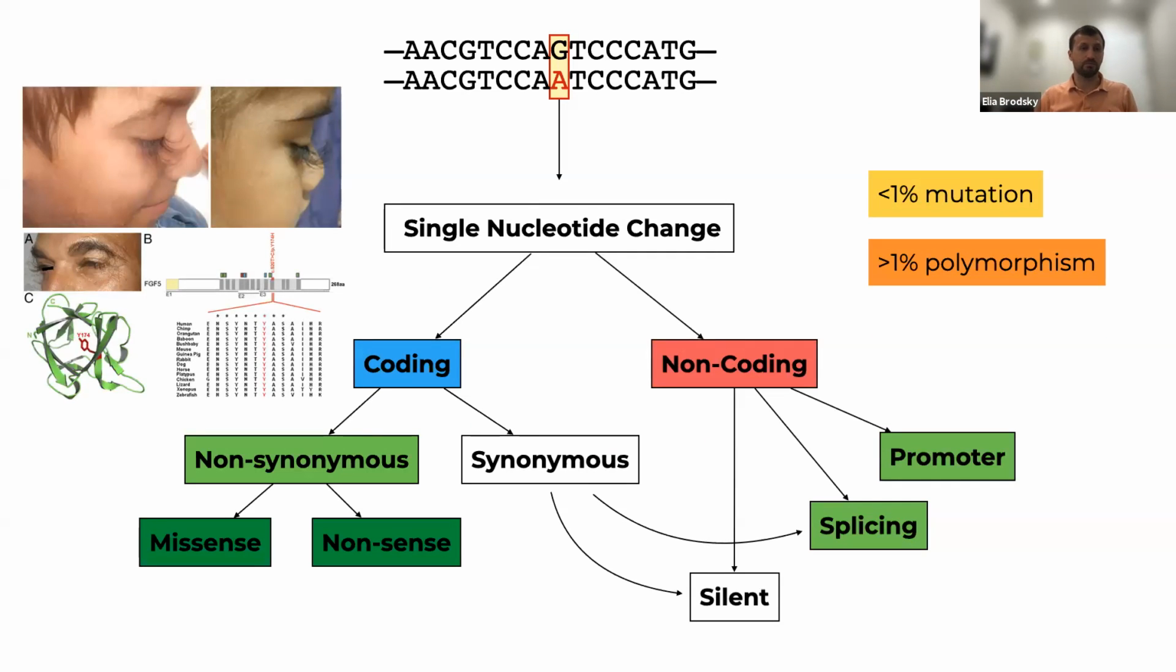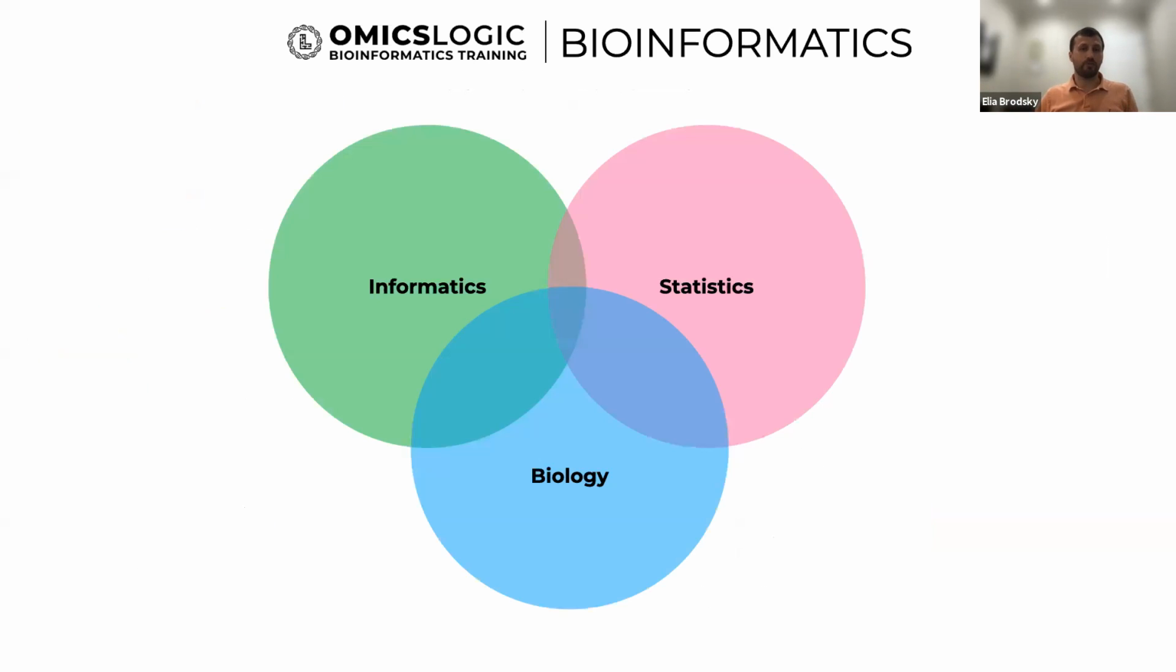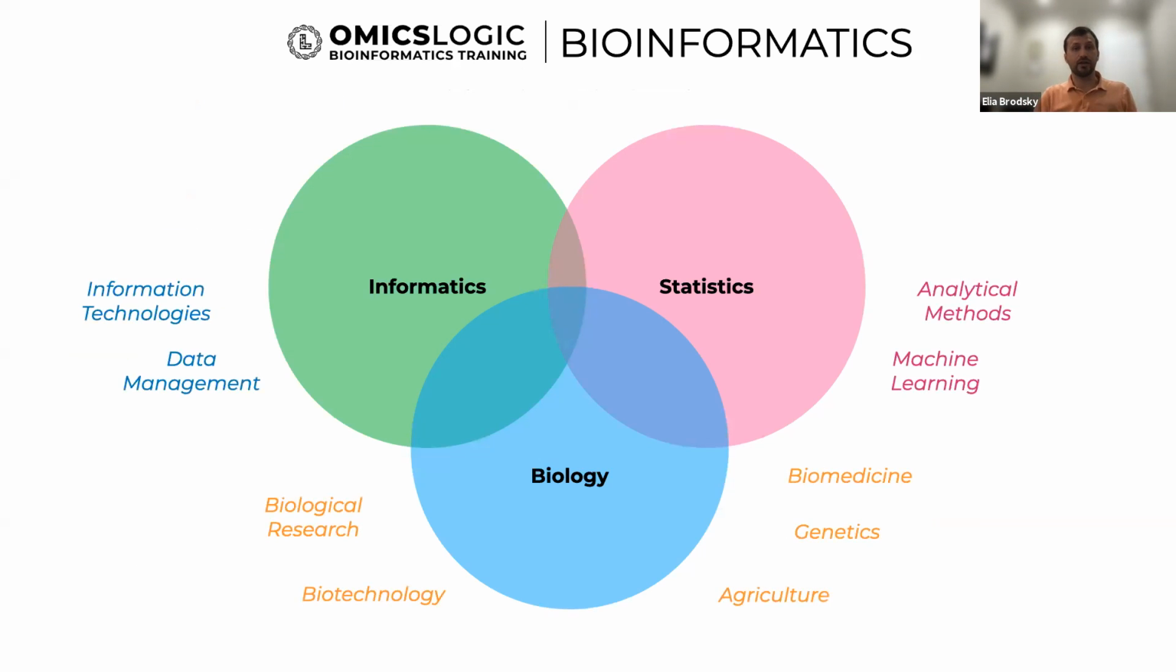these phenotypes might mean. Now, all of this together is really the domain of bioinformatics, because bioinformatics combines informatics, the information technologies that allow us to retrieve, store, annotate, and efficiently use different types of information, statistics, or using statistical methods to be able to analyze such data, and the domain where we apply this in the domain of life sciences or biology. So that includes biological research, biotechnology, agriculture, genetics, and biomedicine.